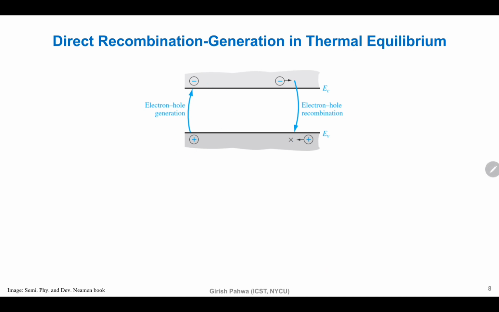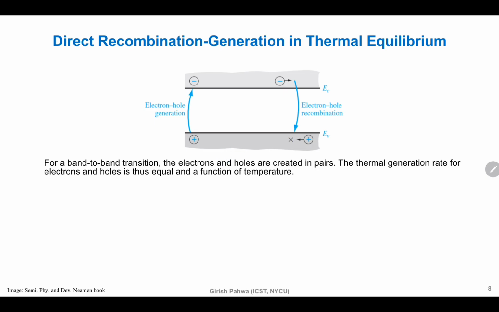So the generation rate of the electron for band to band direct generation will be Gn naught equal to Gp naught. Naught means equilibrium. Whenever I put a naught here, it means an equilibrium situation. So in equilibrium, Gn naught equals Gp naught. The electron generation rate equals the hole generation rate. Let me call them combinedly G naught, and this is going to be totally a function of temperature.